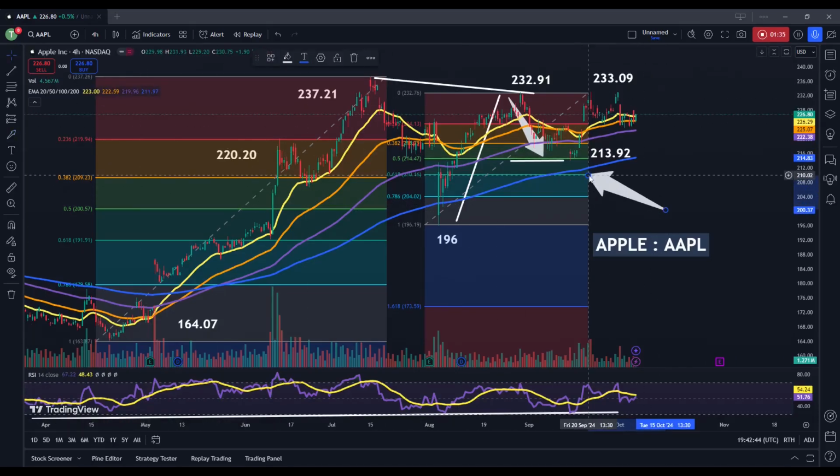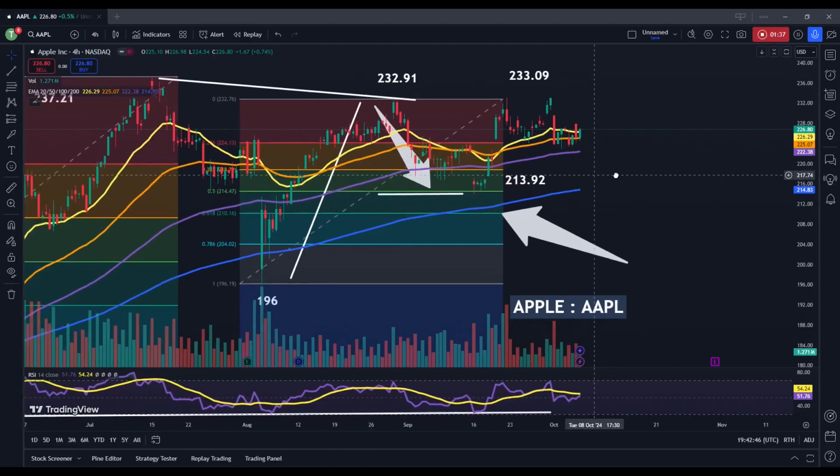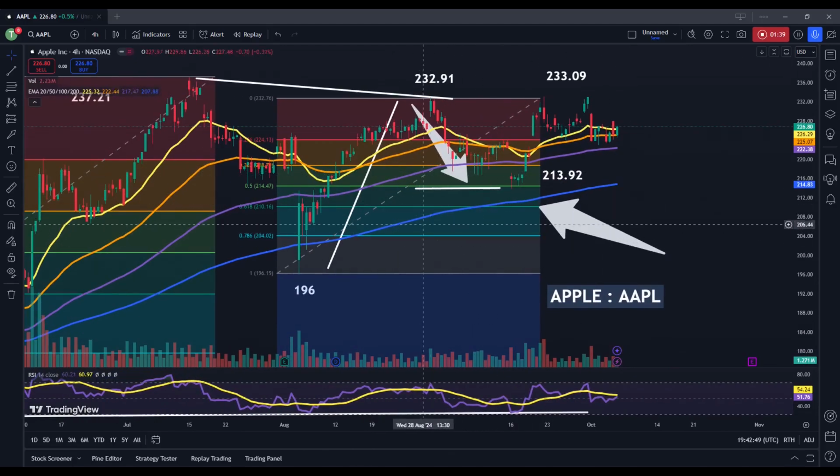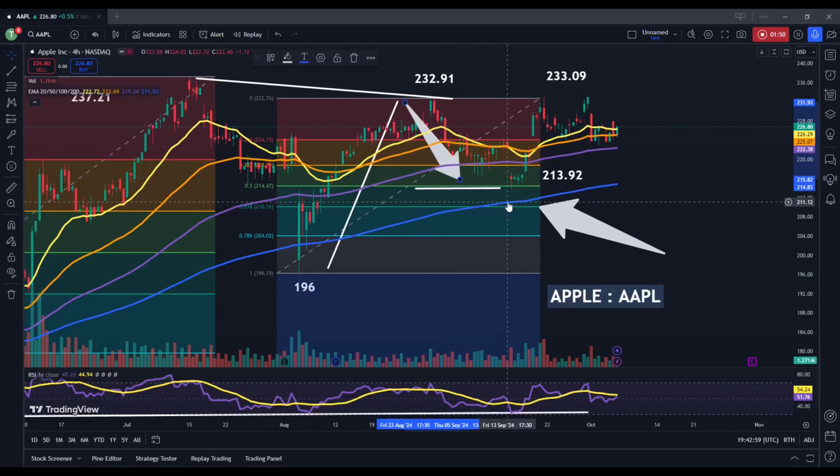This area would mark the 50% Fibonacci retracement of the price move from 196 to 232.91. If we split that move in half, the 50% retracement came in just below 215, roughly 214.50. We were about 50 or 60 cents away from that price bottom. So overall, this is the main level of historical support to watch here.